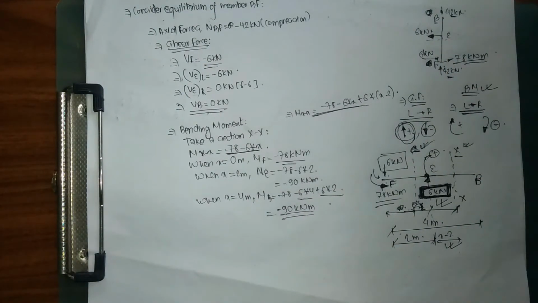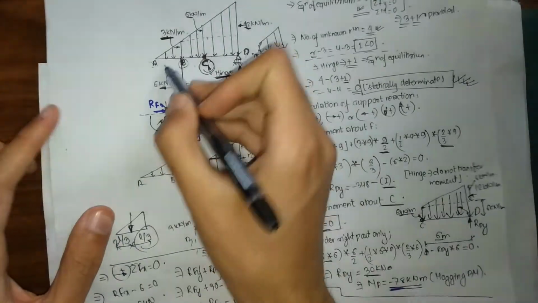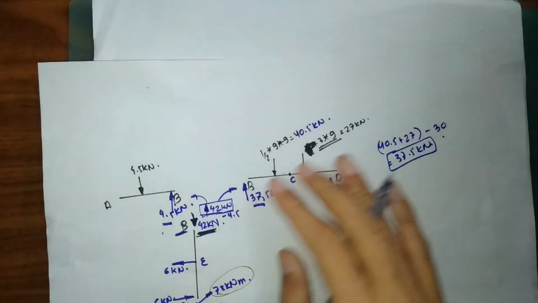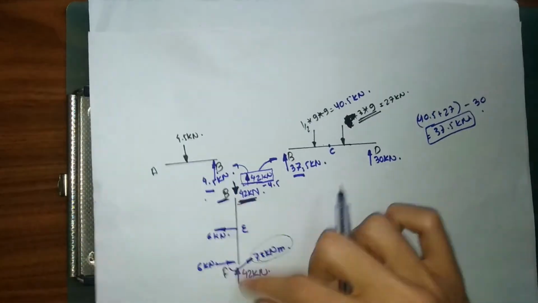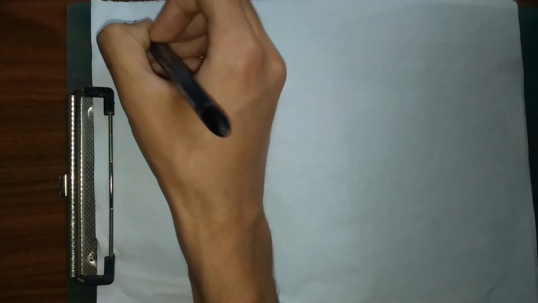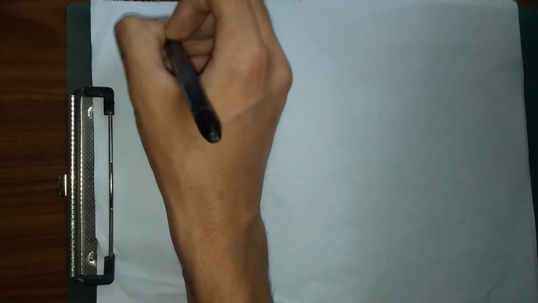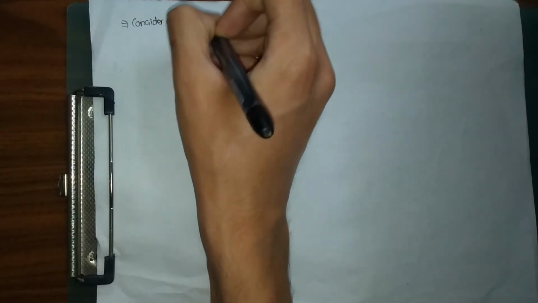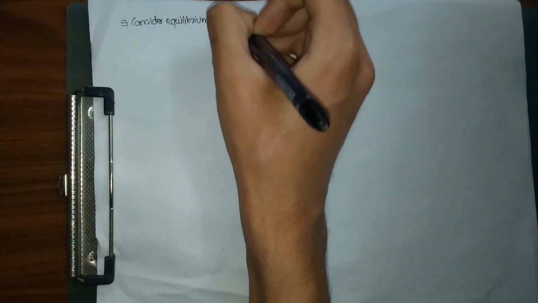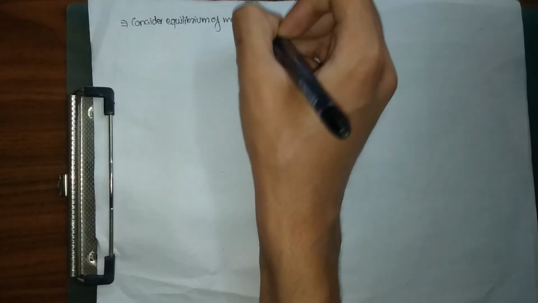Now we are going to look for our member AB. So we have already done our figure for member AB. As we did for member FB, now we are going to consider equilibrium of member AB. Consider equilibrium of member AB.